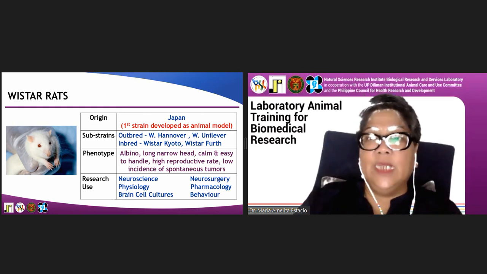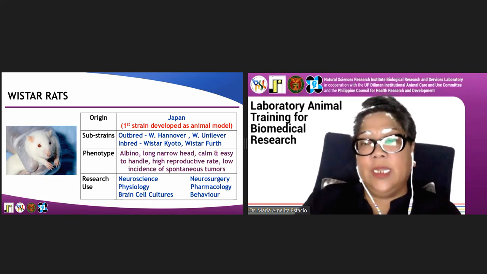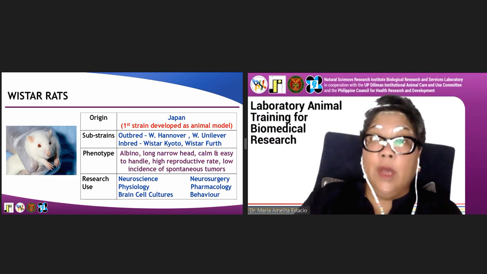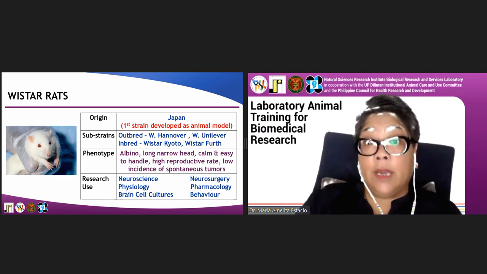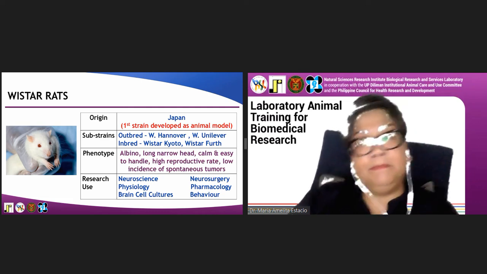And again, low incidence of spontaneous tumors. Aside from what I've mentioned in terms of physiology, behavior, pharmacology, neurosurgery and neuroscience, we also use the Wistar rats for collecting brain cells for cultures.